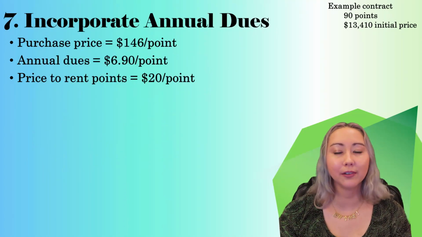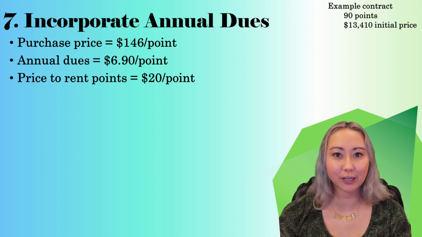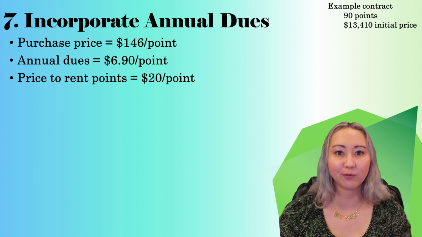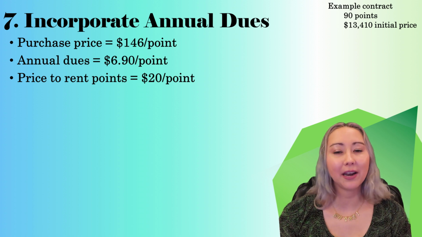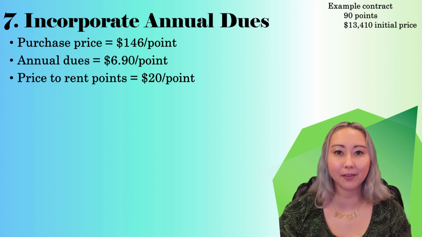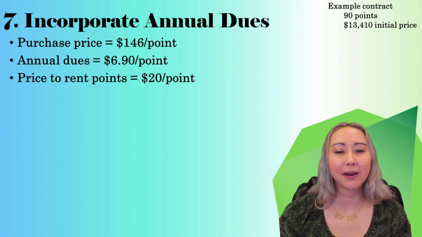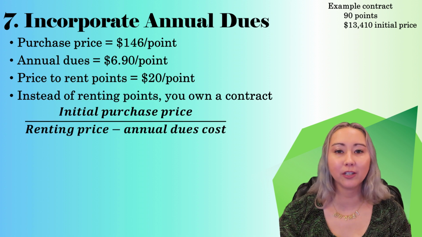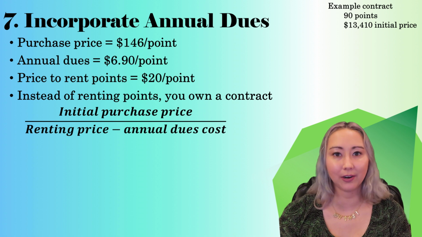Next, let's do a simple model that incorporates your annual dues. Again, my annual dues are currently $6.90 per point. Please adjust this for whatever home resort you're interested in. I purchased this contract for $146 per point. And let's assume that if I didn't own Disney Vacation Club and I did want to rent points, it would cost me $20 per point. But instead of renting, I do own a contract. This direct comparison of ownership to renting means that we're going to look at my initial purchase price divided by that amount it would take to rent minus our annual dues.